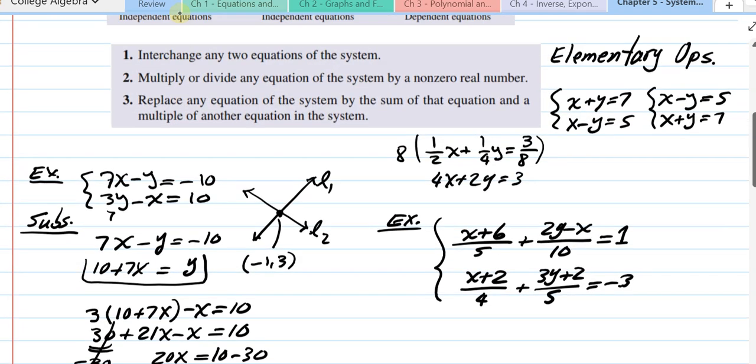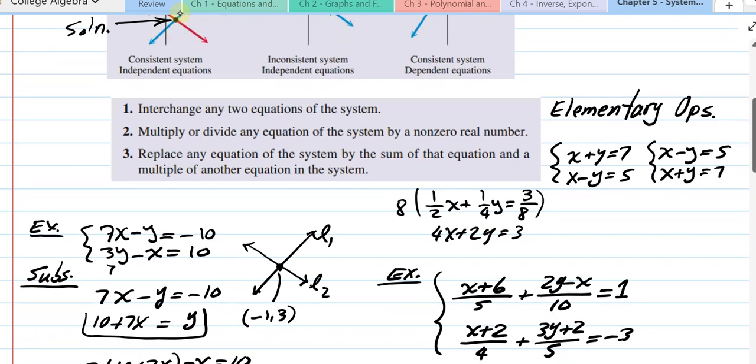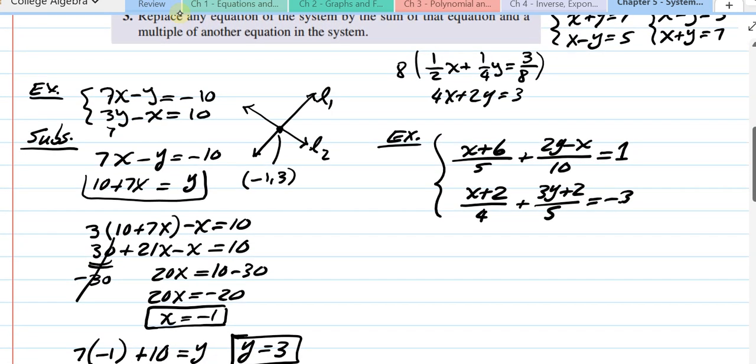So I'm going to use property number 2 of systems. Okay, the elementary operations. Multiply, divide an equation by a non-zero real number. Okay, so I'm going to multiply the first equation by, let's multiply it by the LCD. That's what we typically multiply by. And each equation, remember, these are independent equations, so you don't have to multiply by the same thing. So in the first equation, I'm going to multiply by 10. That's the least common denominator of 5 and 10, or the least common multiple, whichever you call it.